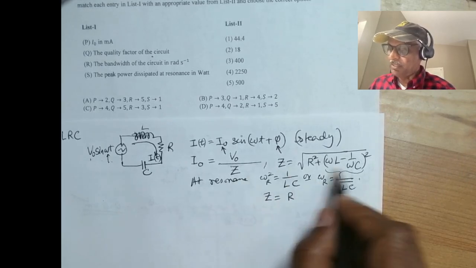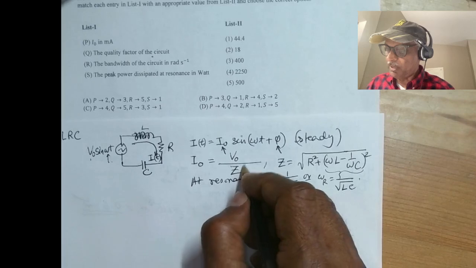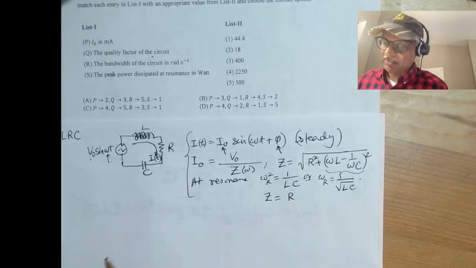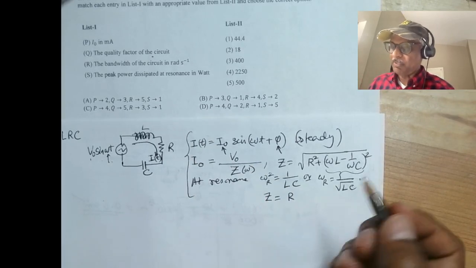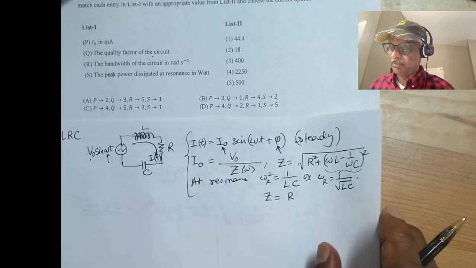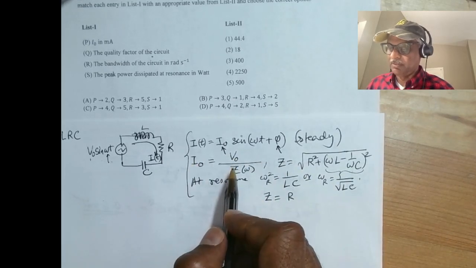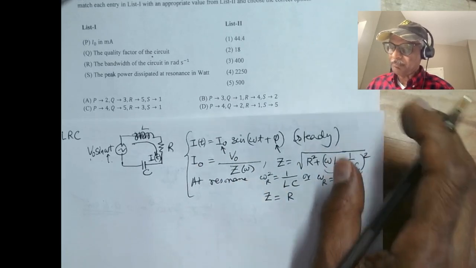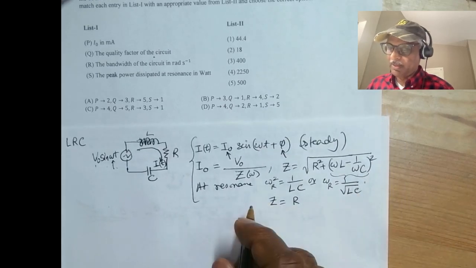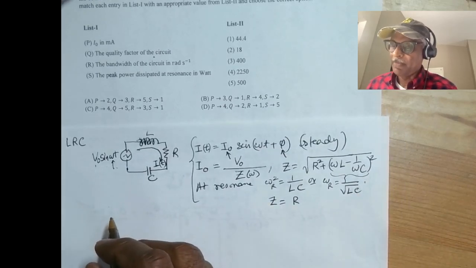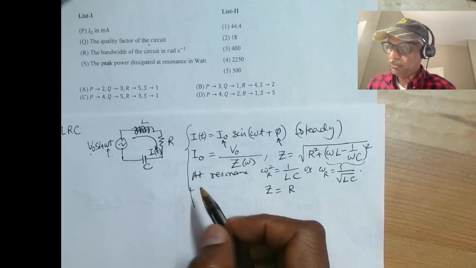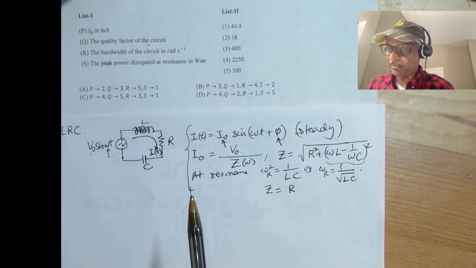At other frequencies, this depends on omega. All right, so if you look at the power, etc., peak power will be I0 V0. Okay. All right, so that's one thing. Another thing that you would know is quality factor.